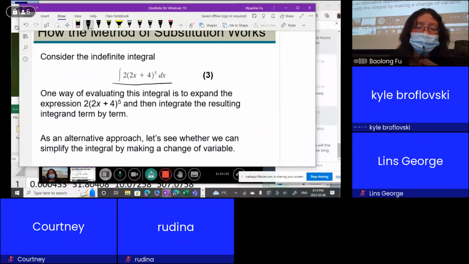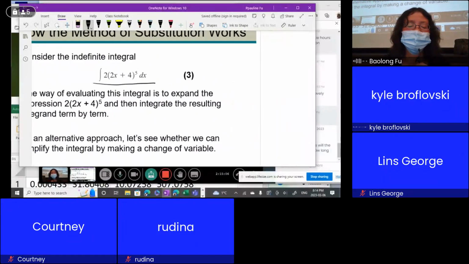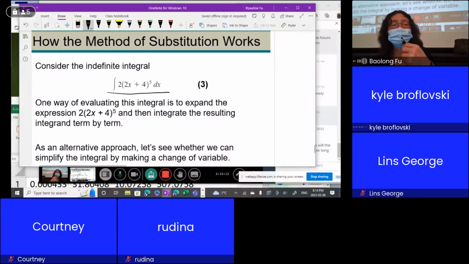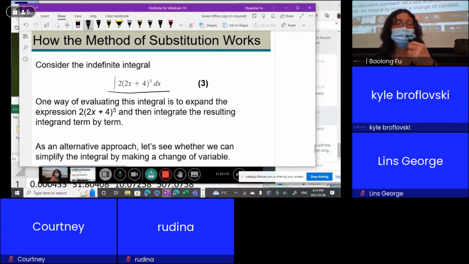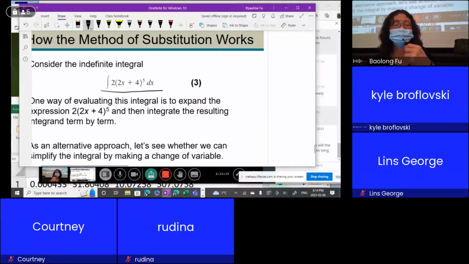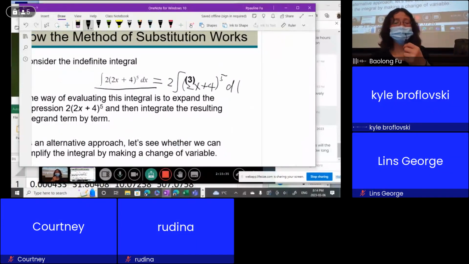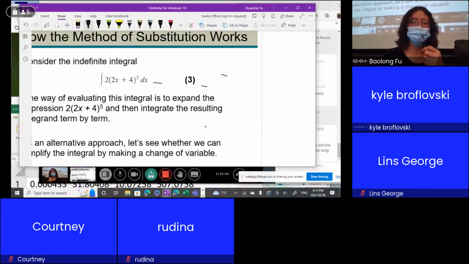So try to do this one, take an example integral. First, I will not use substitution, then I will use substitution. So without using substitution, do you agree this one equal to 2 times the integral of 2x plus 4 raised to power 5 dx? I will write down, maybe I will directly introduce the substitution, maybe easier.